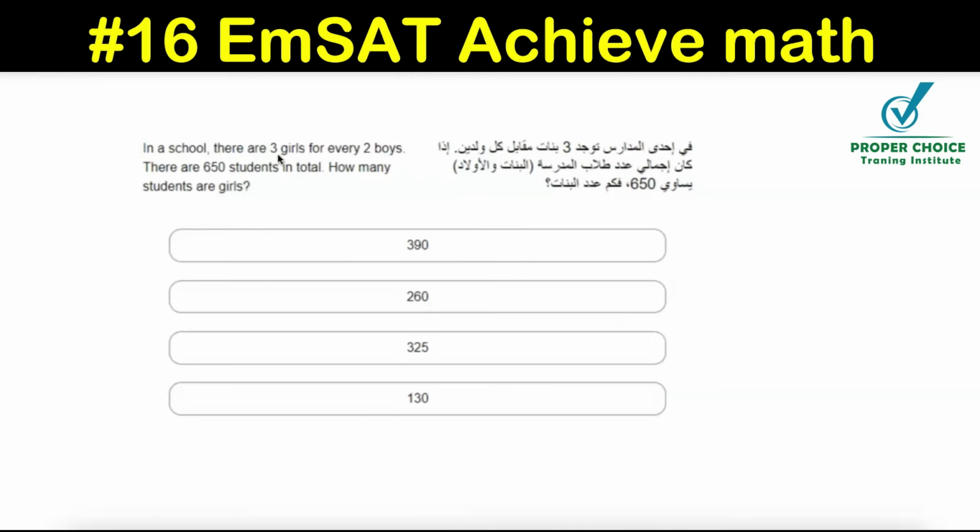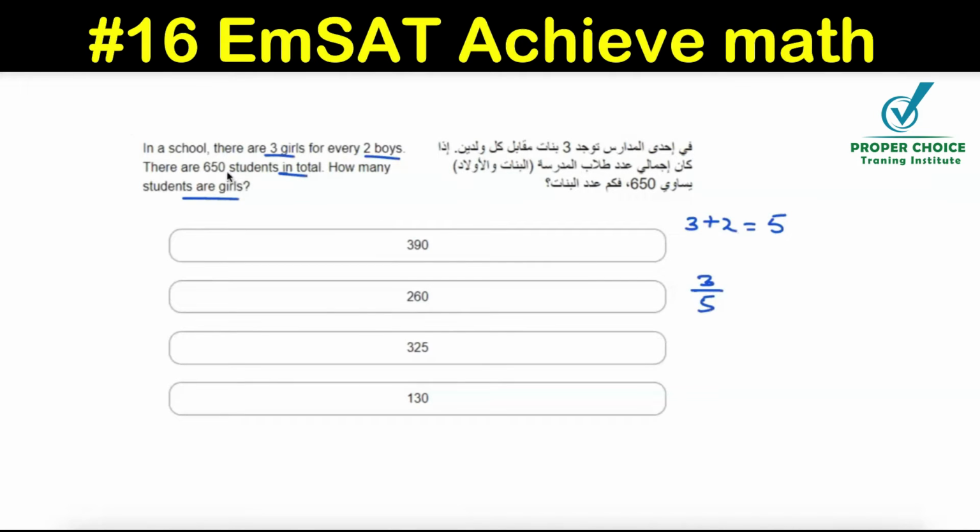In a school, there are 3 girls for every 2 boys. There are 650 students in total. How many students are girls? This is a type of question based on ratios. How many students are we talking about? There are 3 girls and 2 boys. In total, we are talking about 5 students. Out of 5, 3 are girls. So the ratio of girls to students is 3 by 5.